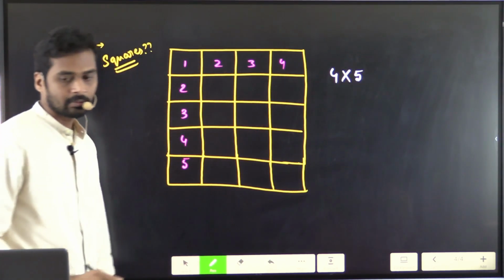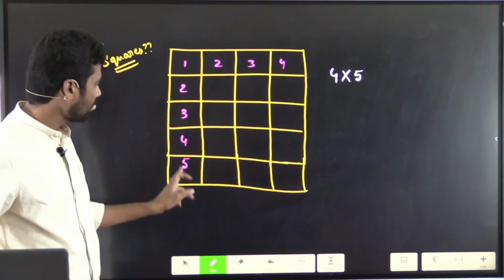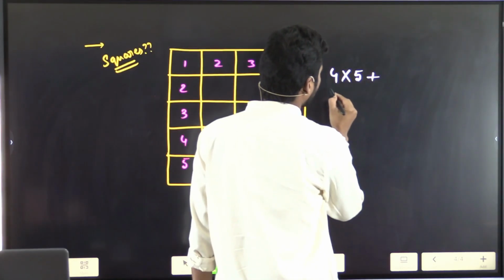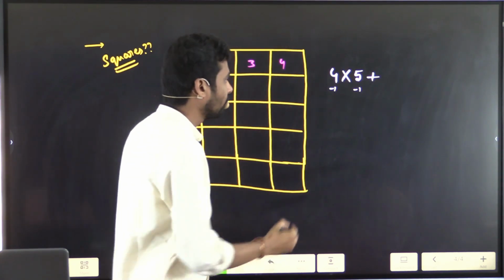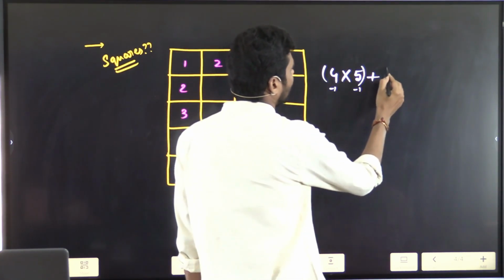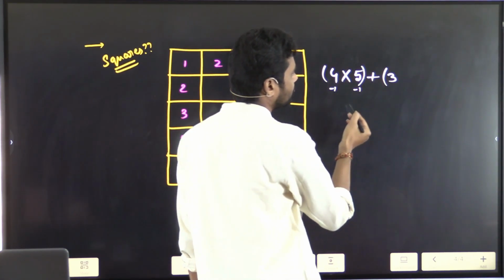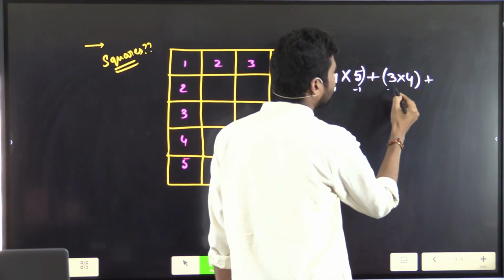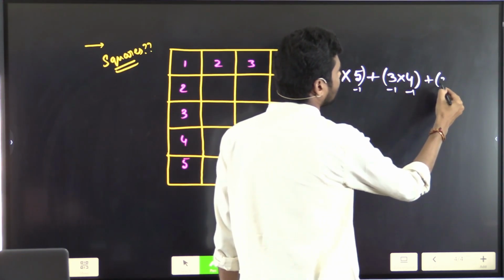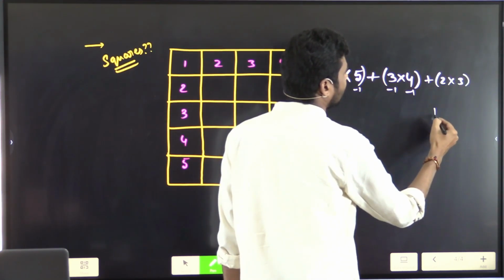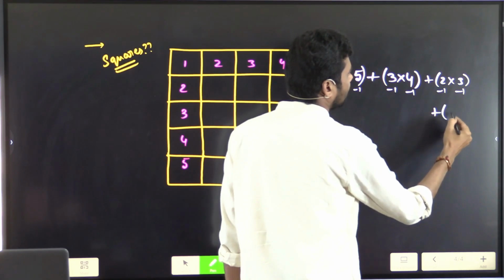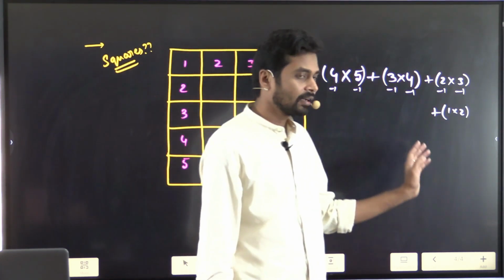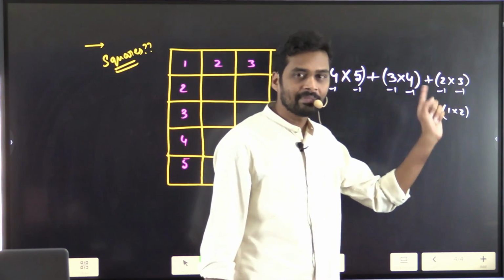What is the number of horizontal boxes? The number of horizontal boxes is 4. The number of vertical boxes is 5. From this, you subtract 1 from each number. 4 into 5 is the first number, and then 4 minus 1 is 3, 5 minus 1 is 4. Plus, from each number subtract 1: 3 minus 1 is 2, 4 minus 1 is 3. Then 2 minus 1 is 1, and 3 minus 1 is 2.